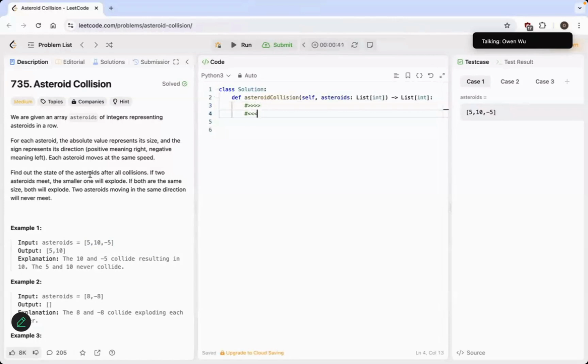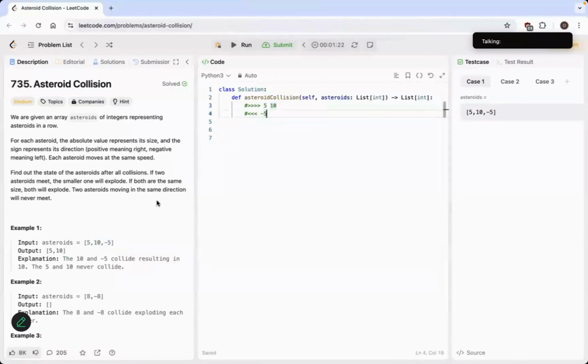If two asteroids meet, the smaller one will explode. If both are the same size and they're coming in from different directions, both will explode. Two asteroids moving in the same direction will never meet. So this is a pretty classic stack question. As you can see in the examples here, 5 and 10 don't collide because they're both moving right. But -5 will collide with the rightmost number, which is 10, and then they're going to become 5. Or sorry, they're going to become 10 because the bigger one basically eats the smaller one. You can think of it like that.